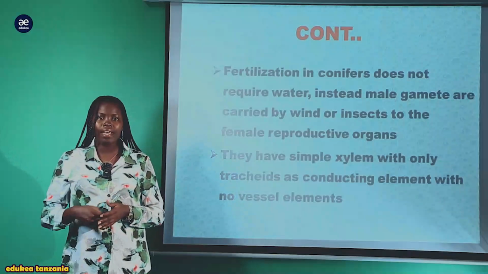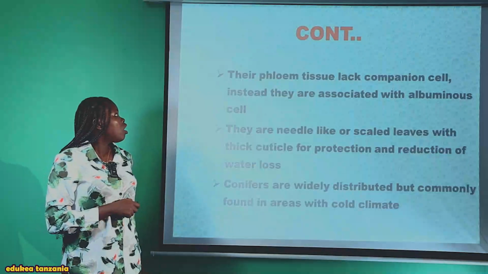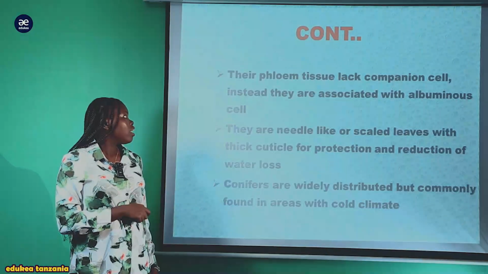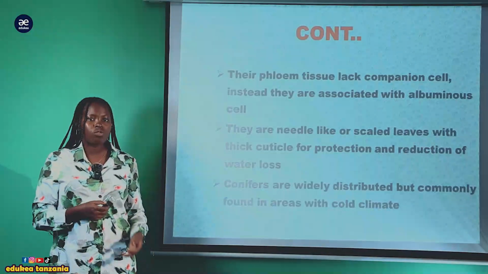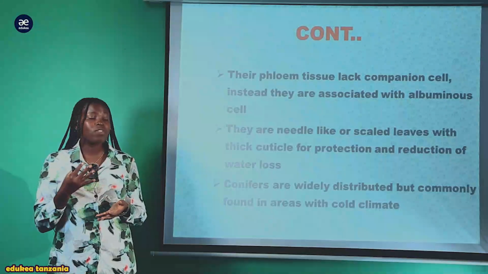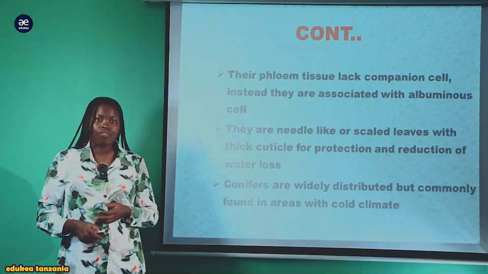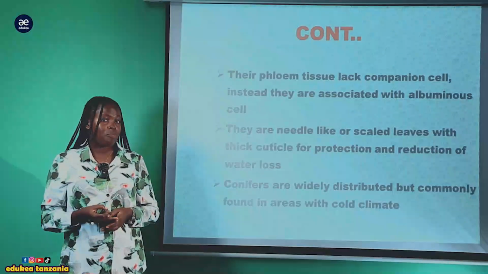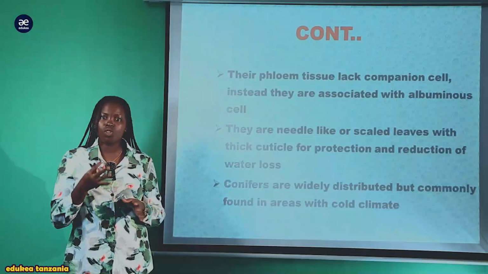Also, their phloem tissue is associated with albuminous cells. Since they are gymnosperms, they do not have companion cells. Companion cells are also used for protein synthesis as well as storage of material. So since they are gymnosperms, they do not have this companion cell. Instead, they use albuminous cells for movement of food.